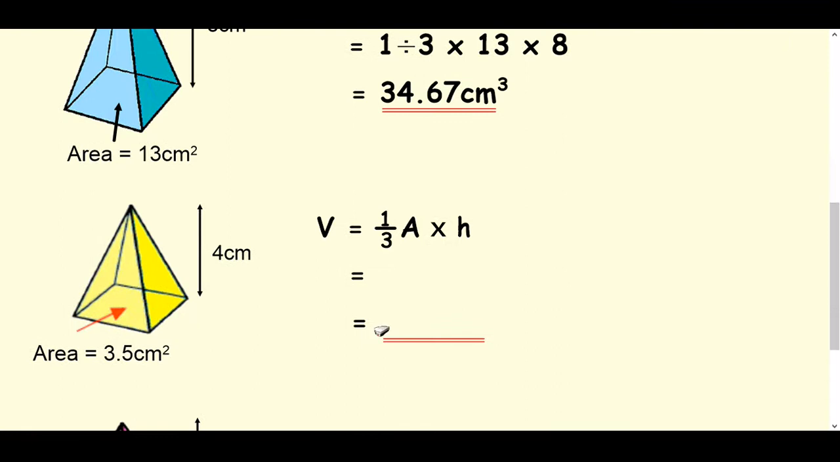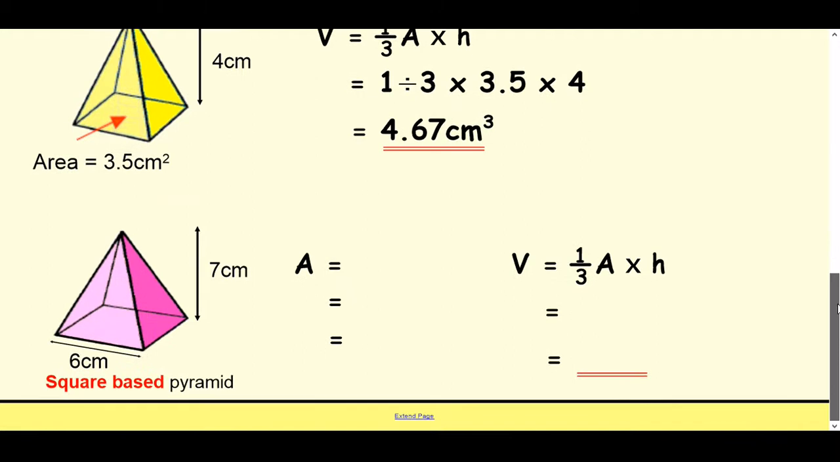Here's another one. So the area at the bottom this time is 3.5 centimeters squared. The height is 4. So again, 1 divided by 3 times 3.5 times 4. And type all that into your calculator, and you'll get 4.67 centimeters cubed.